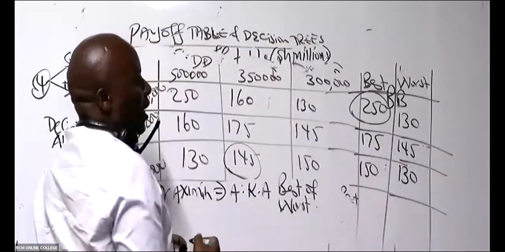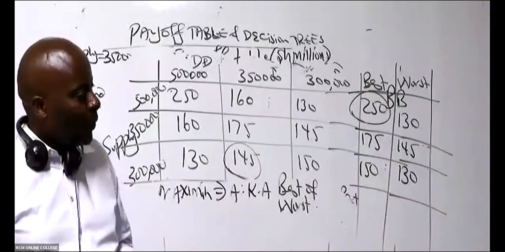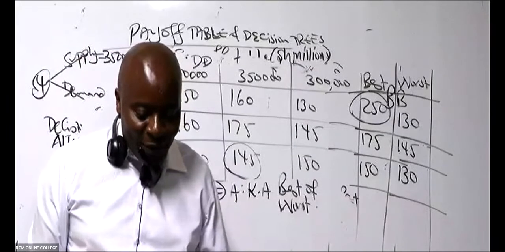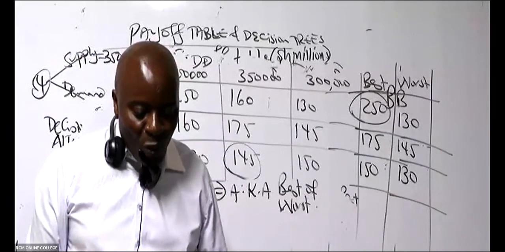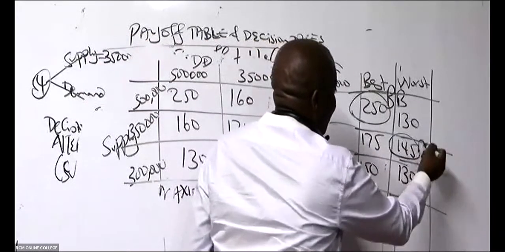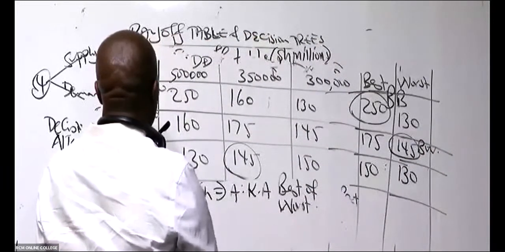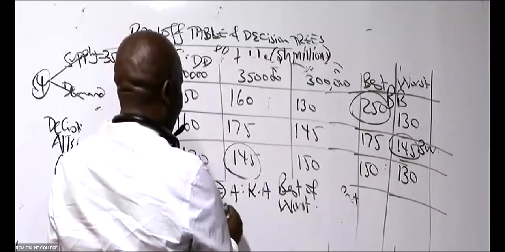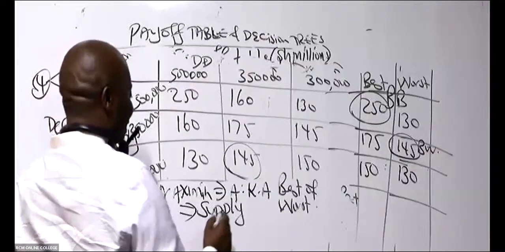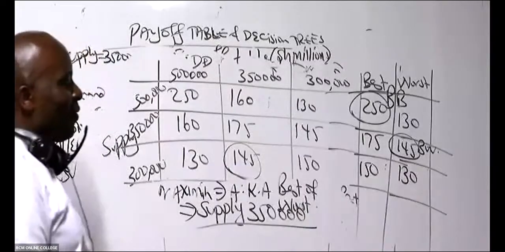So among us the three, which one will be the BW, best of the worst? 145. So best of the worst there will be 145. So this is what we call BW. And therefore, if it's max mini, in this case here, supply how many units? 350. Lucy, check well. Supply 350,000.